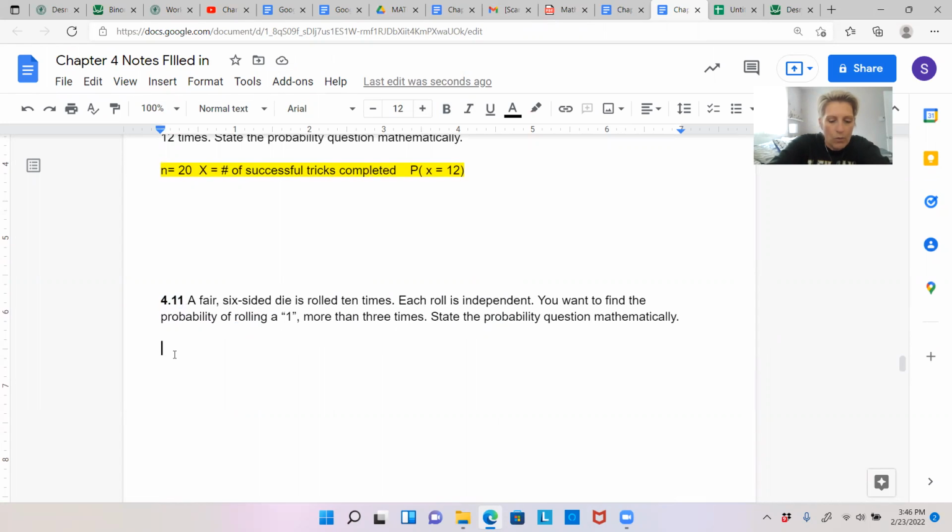So N, let's just define N. N, little n, is equal to 10. We're going to roll it 10 times. And X is equal to the number of ones rolled. Okay, we want to find out the probability. It says more than 3 times, so we want to find out the number of ones, X, is greater than 3. That's what we're looking at.